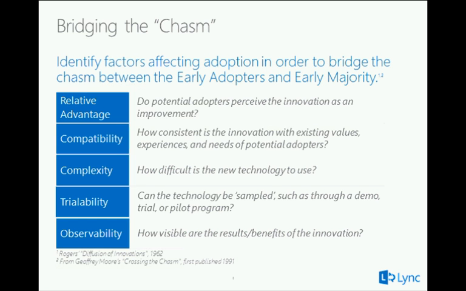So the other thing is trialability. Can the technology be sampled through a trial, a demo, a pilot program? We're going to recommend very strongly that you do have a pilot. And I'll talk a little bit about turning your pilot people into champions. So the other thing that's important is how your end users are able to see the results and see the benefits of the innovation. So we'll talk a little bit about that. Part of that is change management. In fact, a lot of this is about change management.